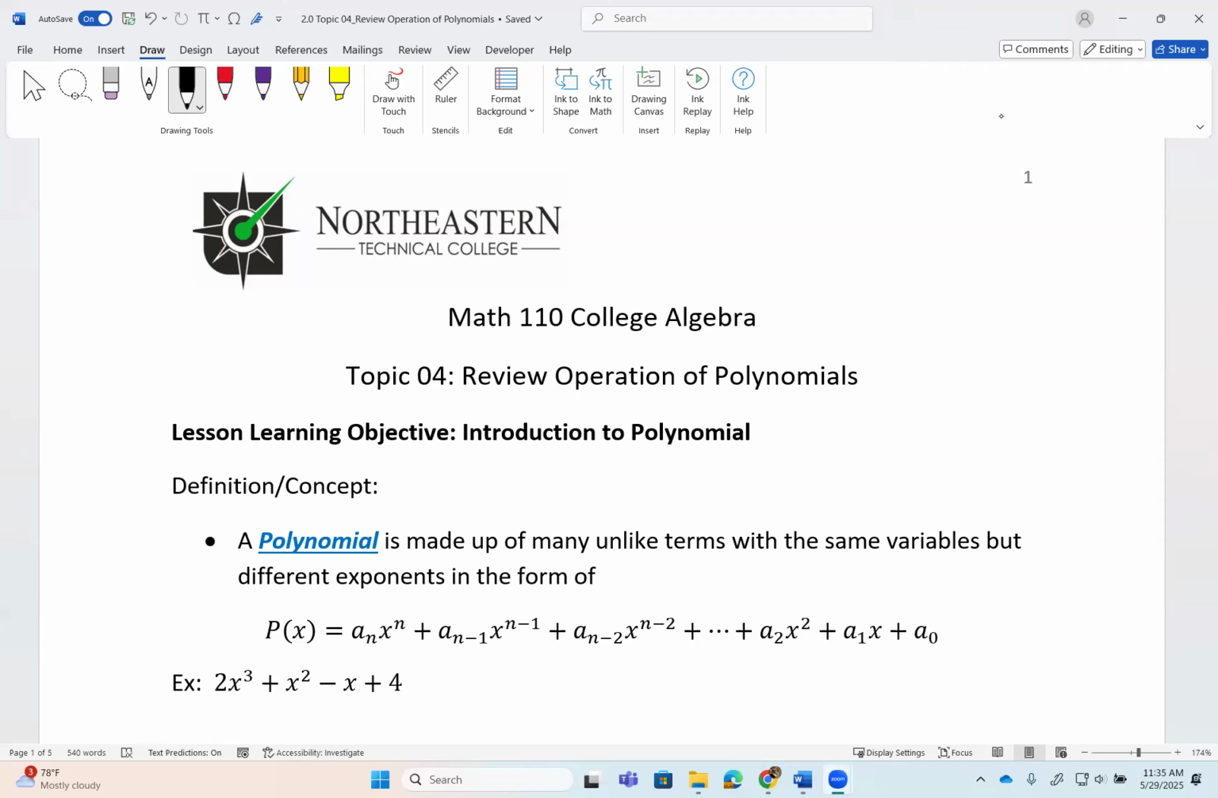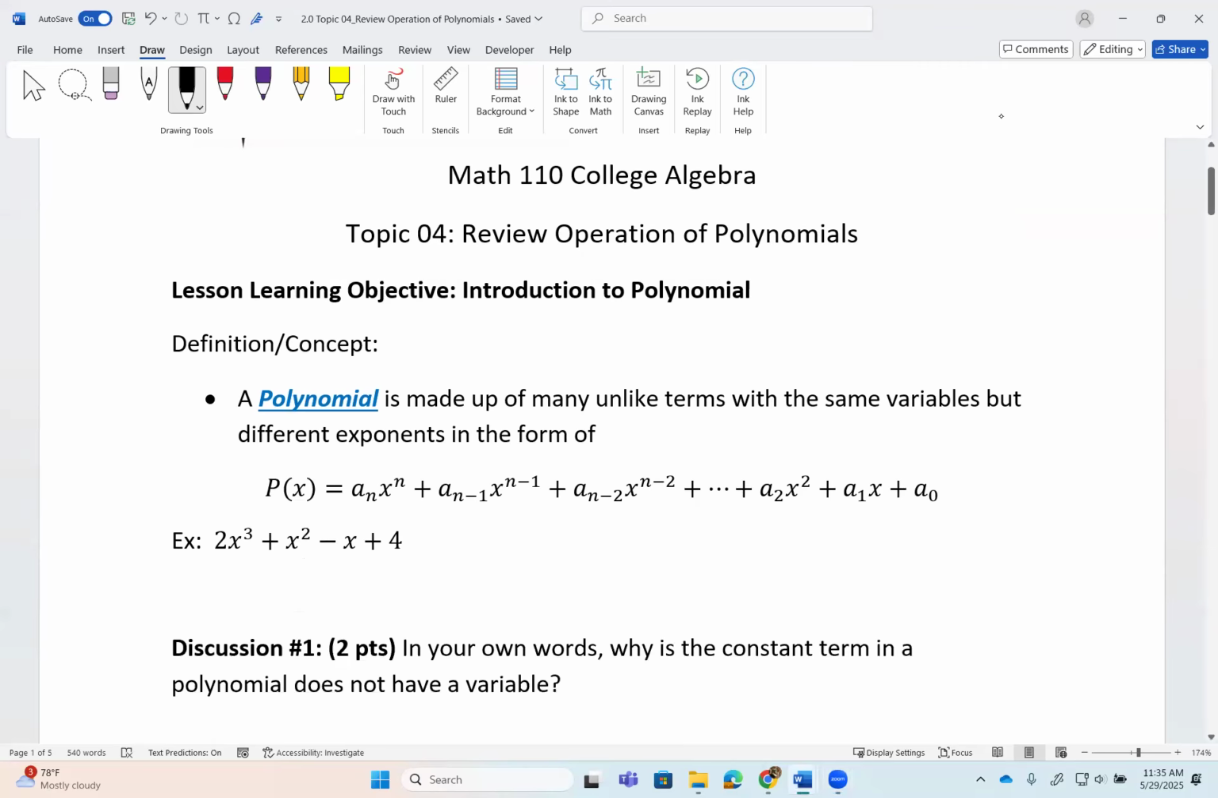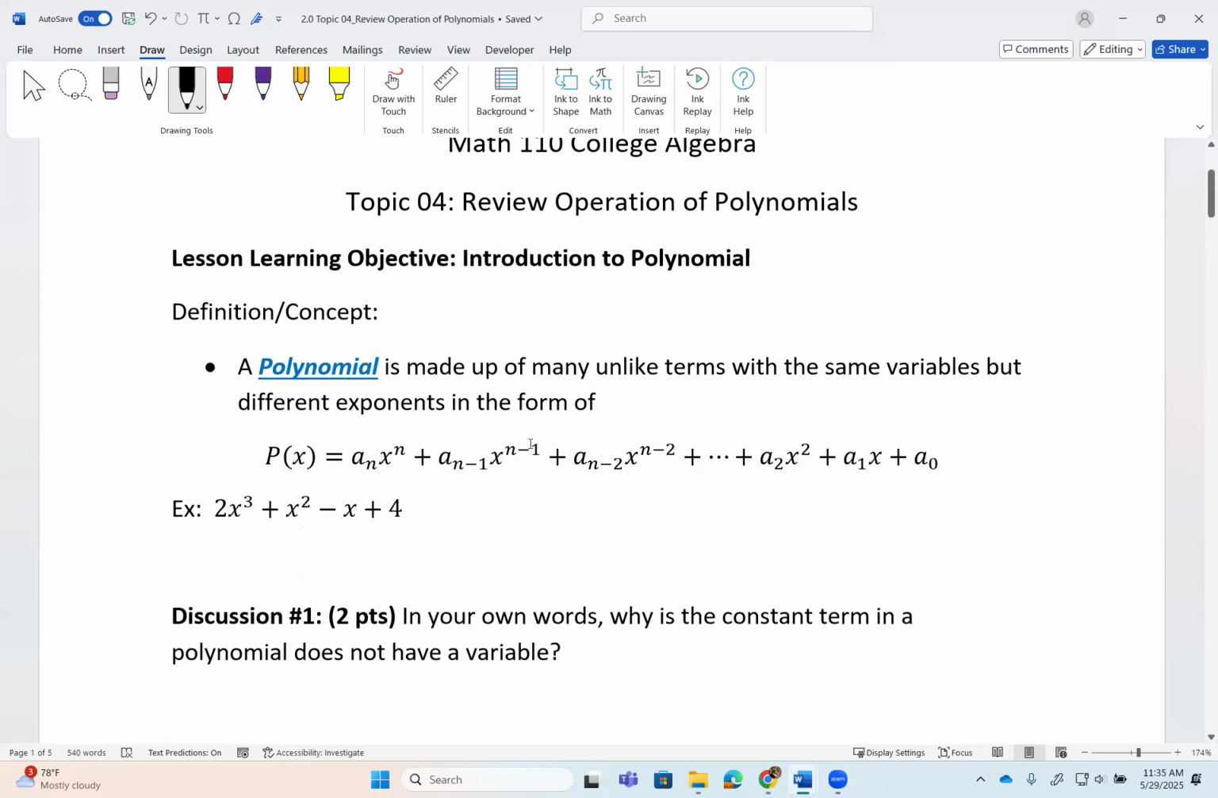Hey everybody, welcome to topic number 4. Let's review operations of polynomial. So what is a polynomial? A polynomial is actually made out of many unlike terms with the same variable, but the exponents are different.